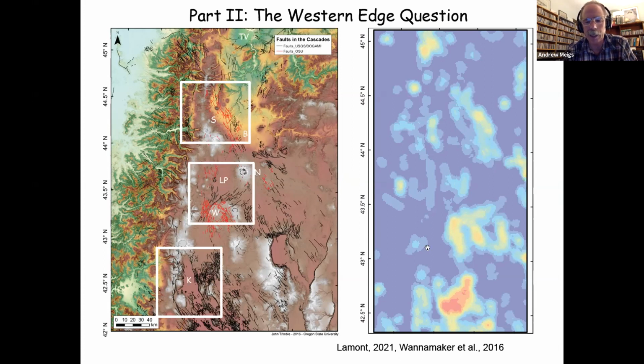But if you made a plot, as we did over here on the right-hand side, of just the density of faults per area, what you see is that the most dense faulting is actually occurring to the west of the magmatic arc, which is lying right about through here. Here's Newberry up here. This is the La Pine Graben and so forth. Crater Lake, you can see quite clearly. But what this is showing is that the current faulting is actually most dense far to the east of the main arc of the Cascades.